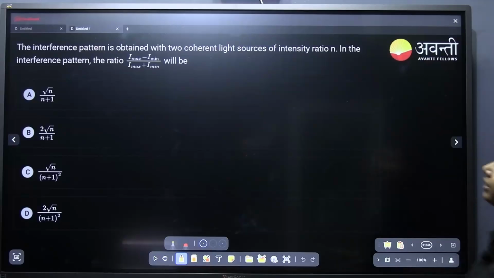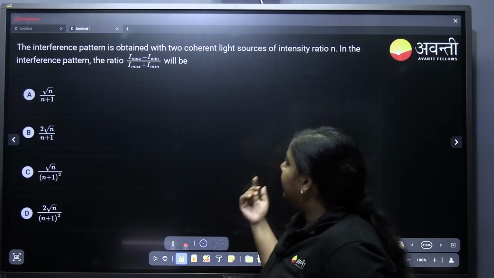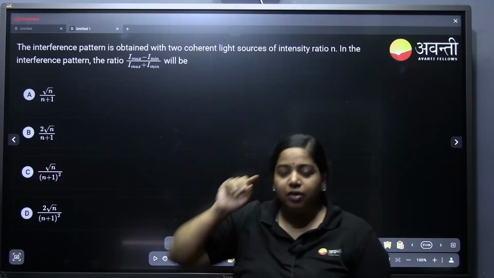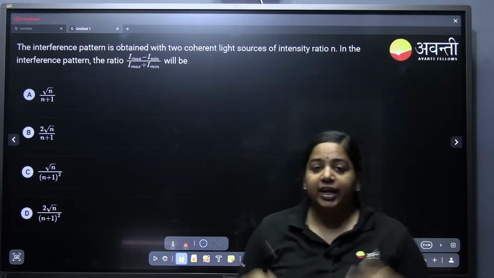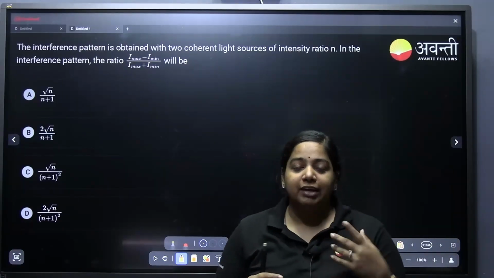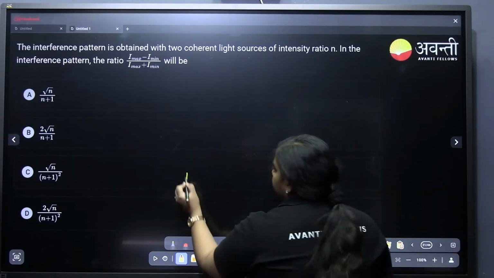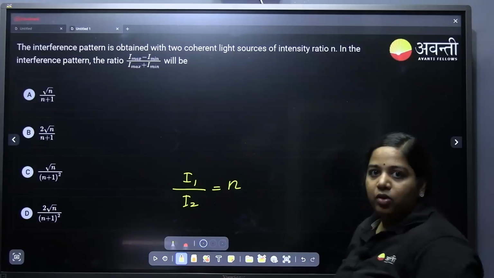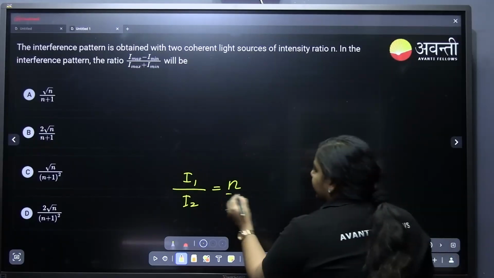Next one: an interference pattern is obtained with two coherent light sources of intensity ratio n. In the interference pattern, the ratio (Imax minus Imin) by (Imax plus Imin) will be. Now coherent source means both have the same phase, same amplitude, same frequency. That is the meaning of coherence. So intensity of 1 divided by intensity of 2, this we got as n. That is given in the question. Intensity ratio equal to n, so I can write this as n by 1.